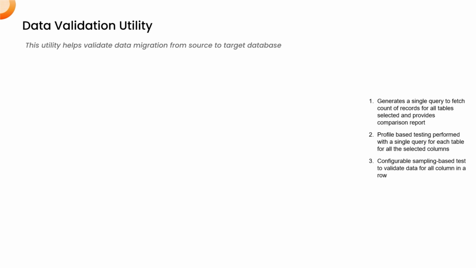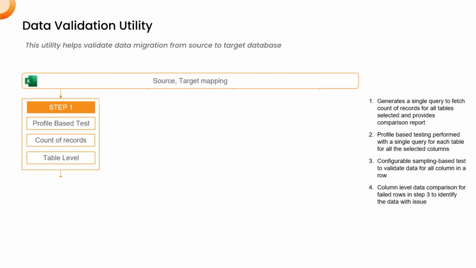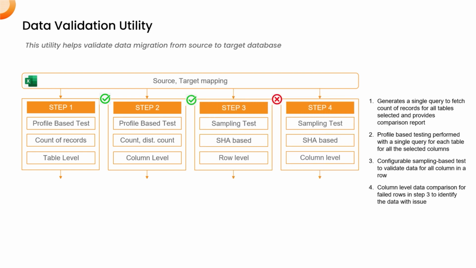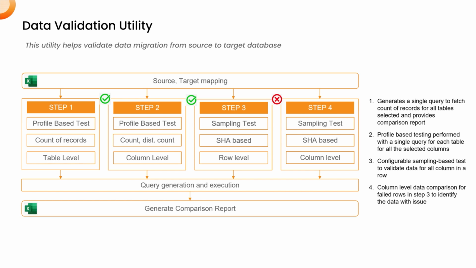The data validation tool helps in comparing the data that is migrated from the source to the target. It takes a three-step approach. Step 1, it validates only the count of records in each table. Step 2, profile-based testing for each column. Is there a table for which all the counts have matched? Then we do profile-based testing at each column level. Step 3, sampling-based cell-level validation, using a hashing method to identify if there are any row-level issues. The output is generated into a nice dashboard.